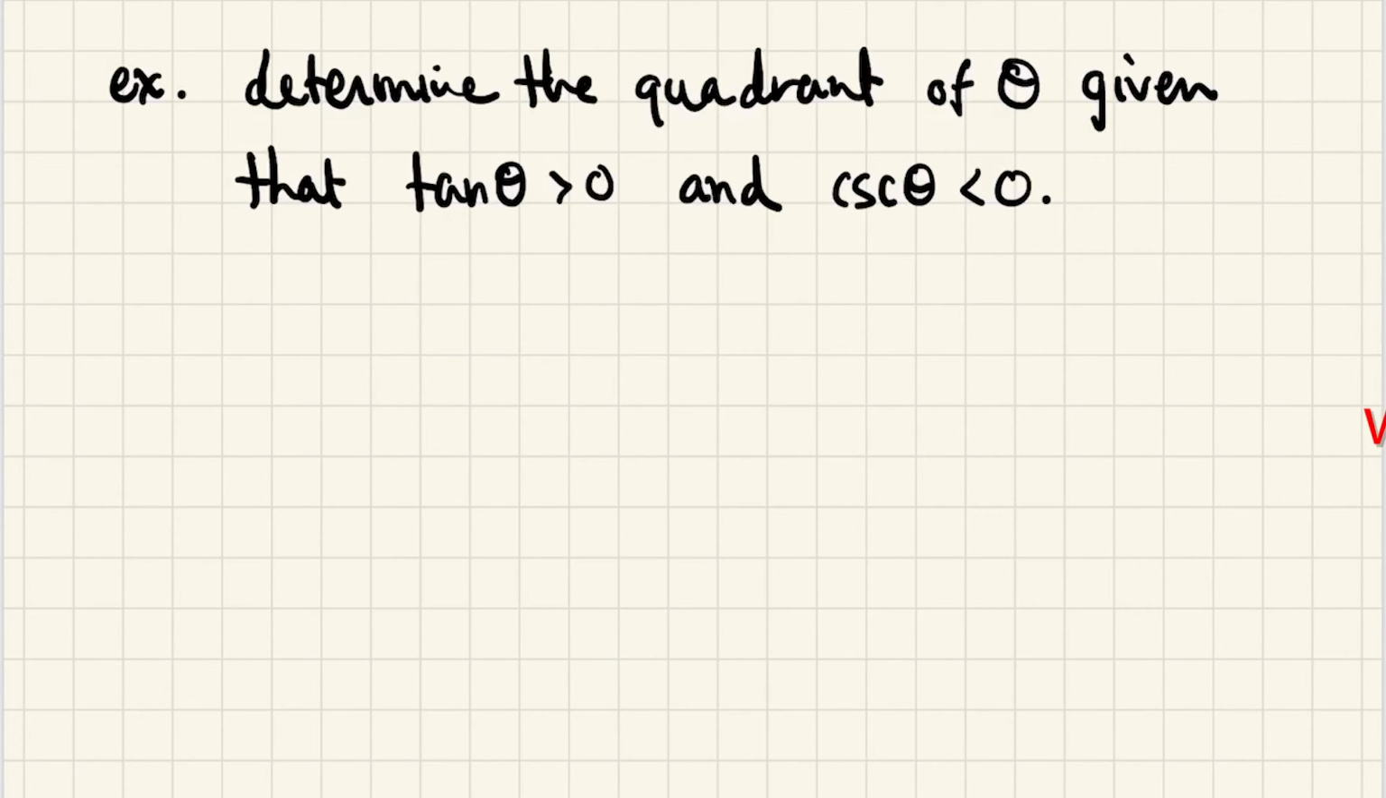Okay, we can also use our knowledge of quadrants to pinpoint the specific quadrant of theta given some information about it. For instance, we have some angle in standard position, and we're told that its tangent value is positive and its cosecant value is negative. So what's the quadrant of theta? Well, we'll have to do a little investigating here. Let's quickly write down our mnemonic here. All Students Take Calculus.